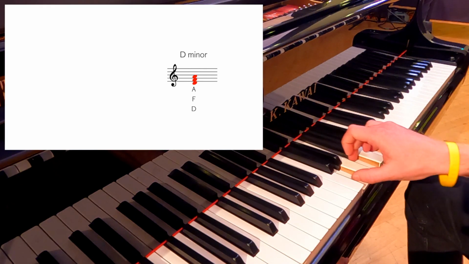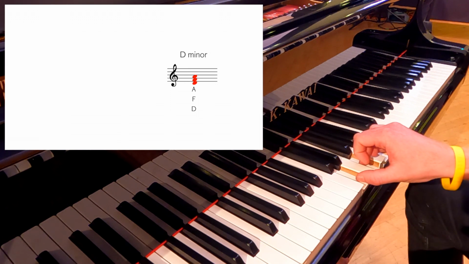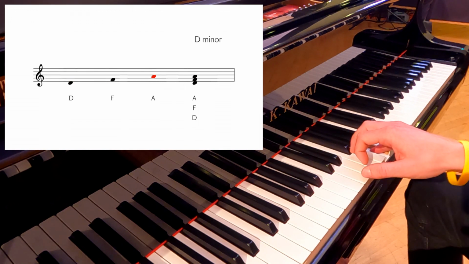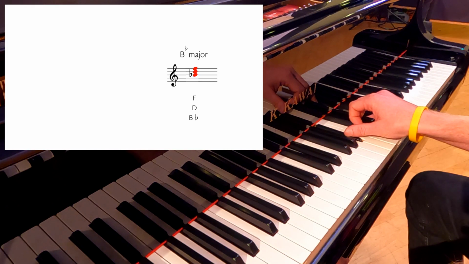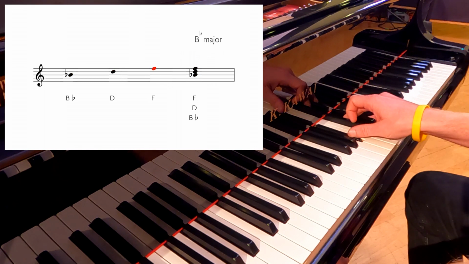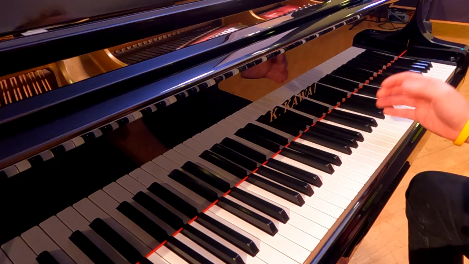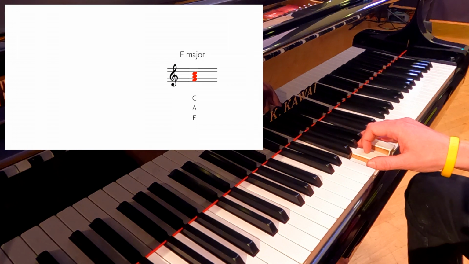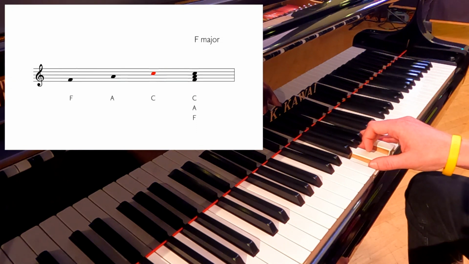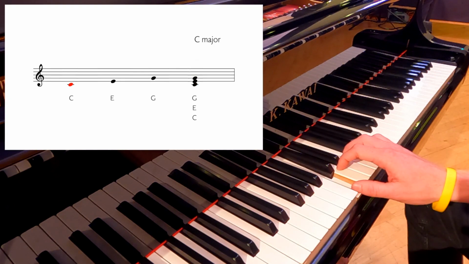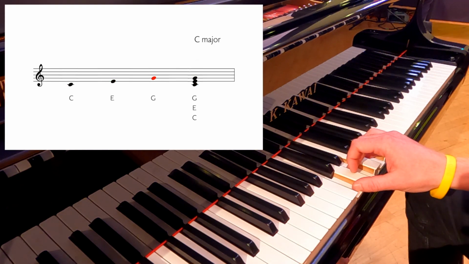First of all, pick 4 chords and write down the single notes that make up those chords underneath. For example, D minor is made up of the notes D, F and A. A B flat chord made up of the notes B flat, D and F. An F chord made up of the notes F, A, C. And finally a C chord made up of the notes C, E and G.